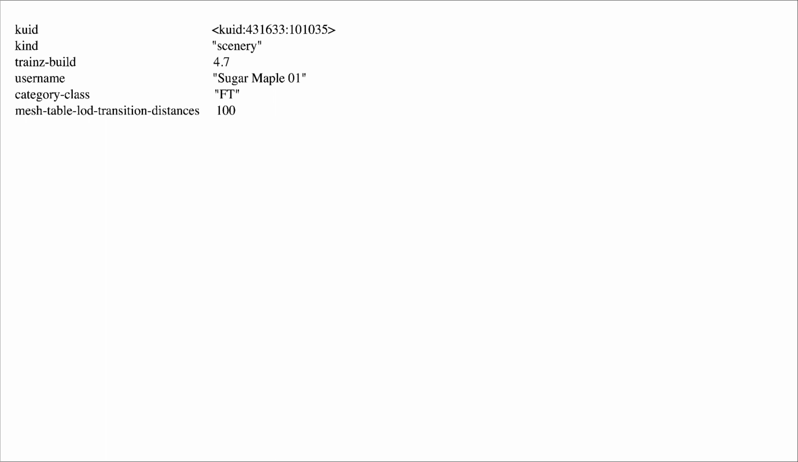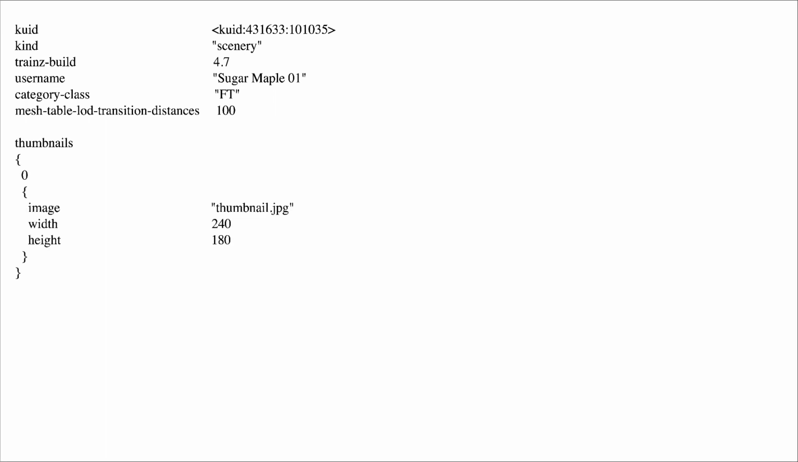Add a username, SugarMaple01. Add a category class, FT. FT is the category class for trees. Add a mesh table LOD transition distance of 100. Note that adding the parentheses, or lack thereof, is important.